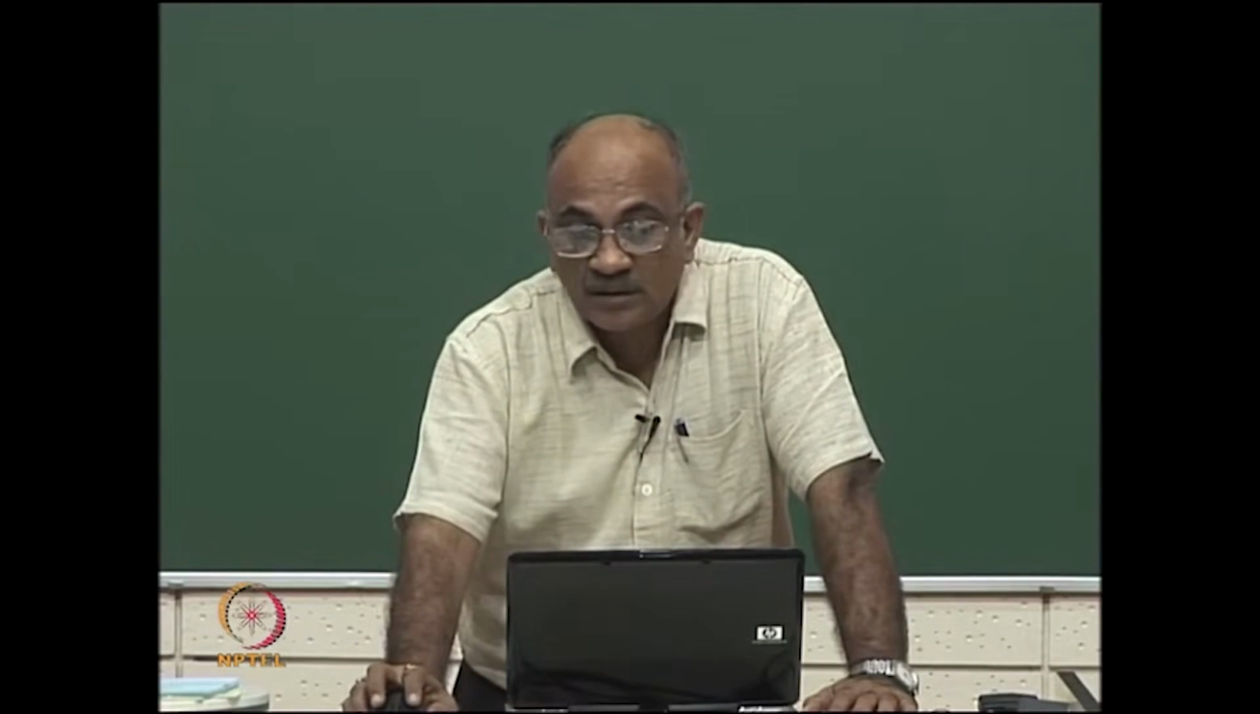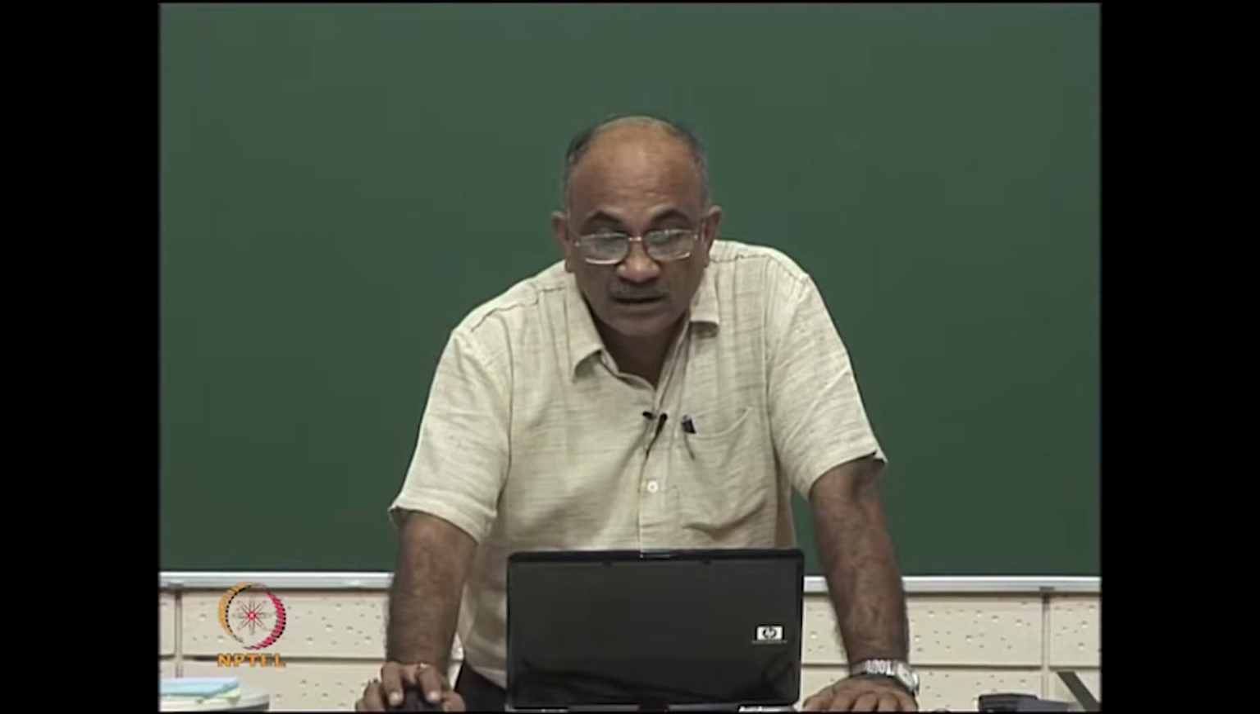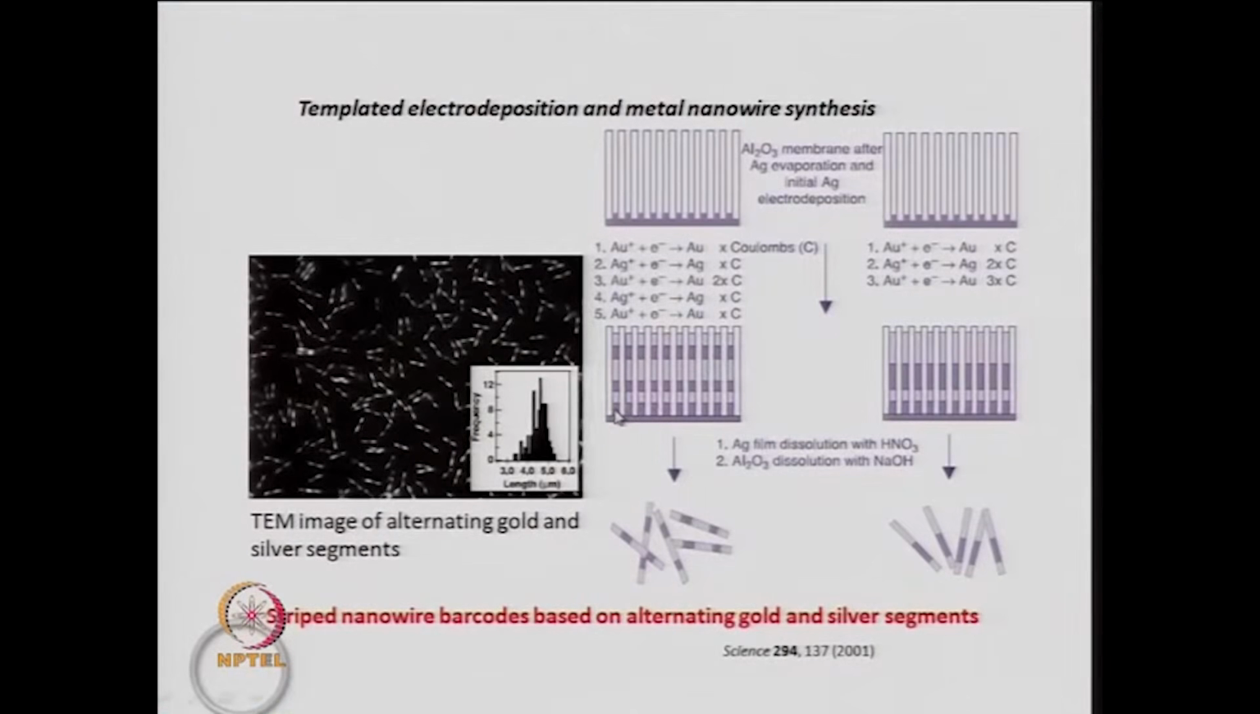This is another example where there are only 3 steps. So, let me clarify, the first layer is already there. Okay. When you make your template, the first layer is already there. So, actually this light gray is your first step here, gold. So, this light gray is gold, then this dark one is silver, and then again you get gold, but now twice the amount of gold, and so this light gray is twice.